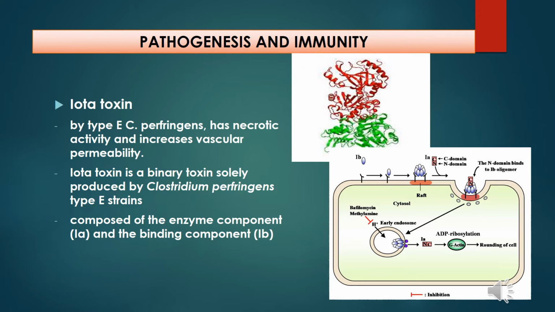Comparisons of the deduced amino acid sequence from the gene and three-dimensional structure of IA with those of ADP-ribosylating toxins, or ARTs, suggest that there is a striking structural similarity among these toxins.